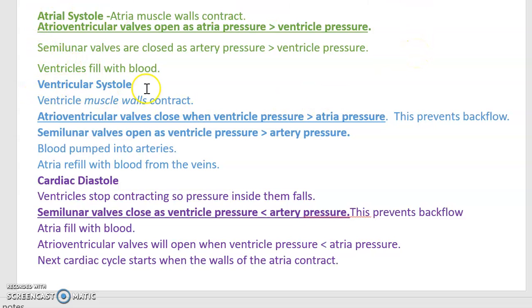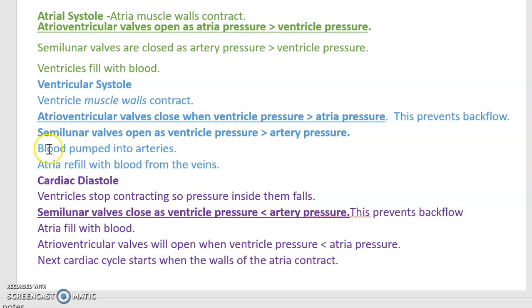Next, we've got ventricular systole, and this is when the ventricle muscle contracts. It's going to contract from the bottom or the apex of the heart upwards. All of the blood inside the ventricle is therefore going to be under high pressure, and that's going to push upwards against the atrioventricular valves and also the semilunar valves. Now it's going to push the atrioventricular valves closed, and that prevents the backflow of blood, and it's going to push open the semilunar valves because the pressure now in the ventricle is higher than the pressure in the artery, the aorta or the pulmonary artery.